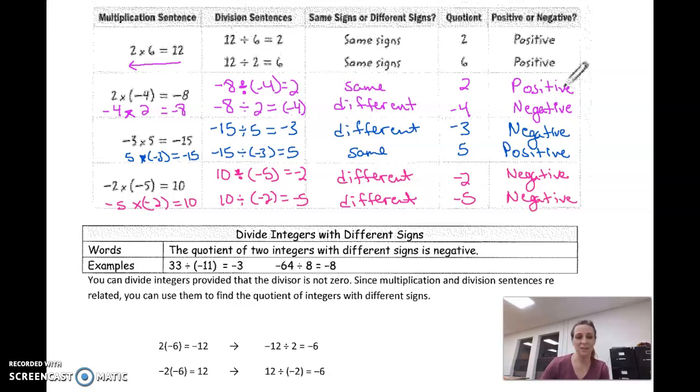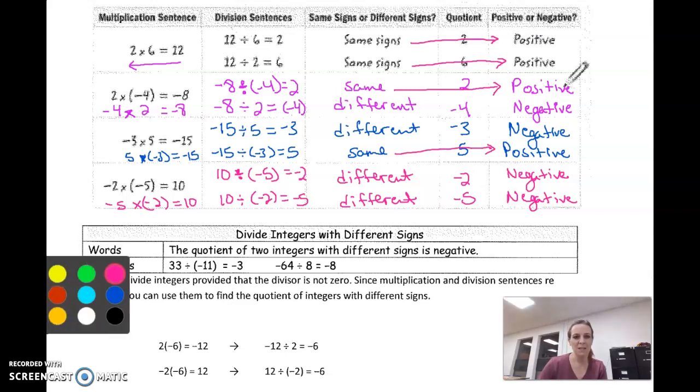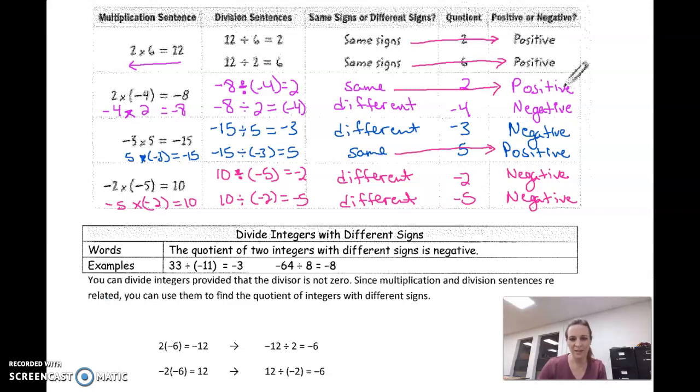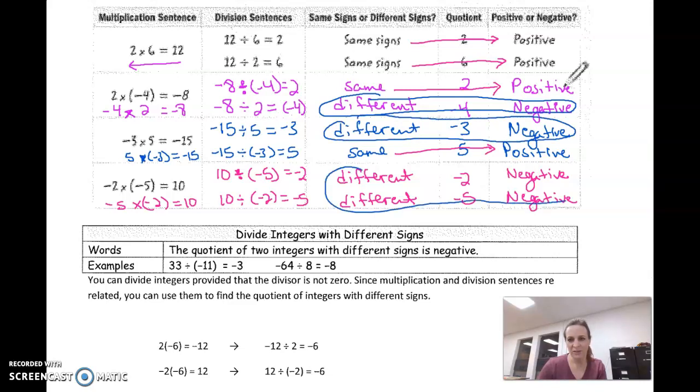So what do we notice based on this information here? Notice that when we had the same sign, let's write that here. If we had the same sign, it was positive. Same sign, positive. Same sign, positive. Same sign, positive. Same sign, positive. But if we had a different sign, it was negative. And a different sign, negative. And both of these are different signs, negative.